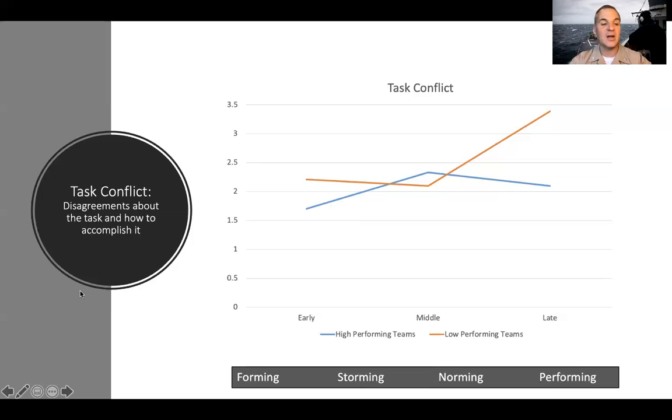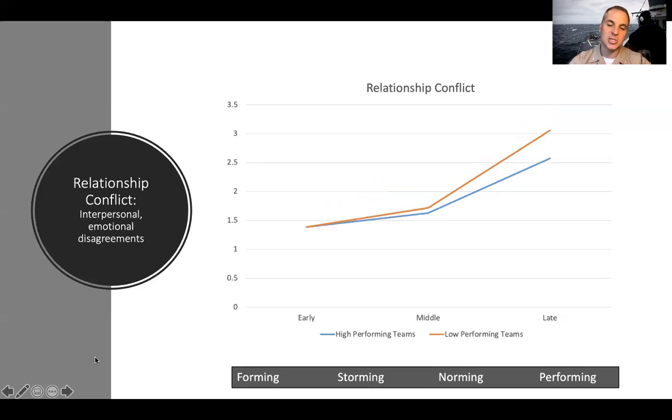So that's two types of conflict, right? We talked about process conflict, we talked about task conflict, and then there's relationship conflict. And here, relationship conflict, always bad, right?